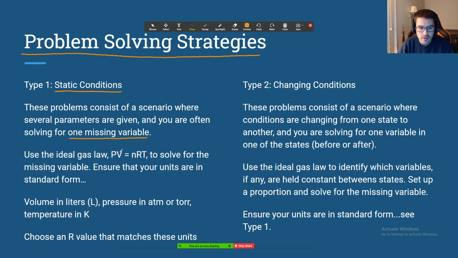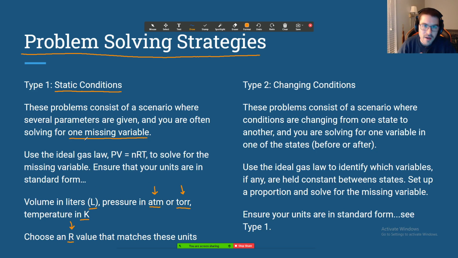Your volume needs to be in liters. Your pressure needs to be in either atmospheres or torr, because your R values, the values for the gas constant, the only two values that you have access to, are either in atmospheres or torr. So you need to use one of those pressures in order to be able to use an appropriate R value. And then also you need to make sure that your temperature is in Kelvin. So make sure that your units are in one of these options here, atmosphere or torr. Choose the R value that matches those units, and these are relatively straightforward problems.